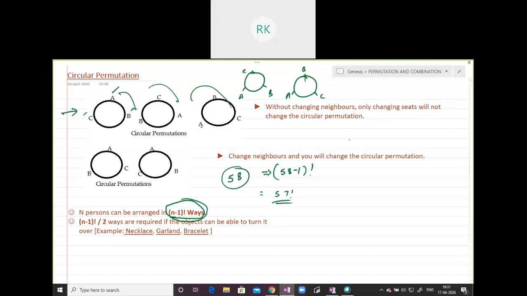We'll try the questions first. And one more trick is there. The formula is n minus 1 factorial divided by 2 for which case? For the necklace case. Necklace, garland, bracelets, right? So what is the n here? Number of beads. I hope you understand what the meaning of beads is. So anyway, I will try the questions based on this.